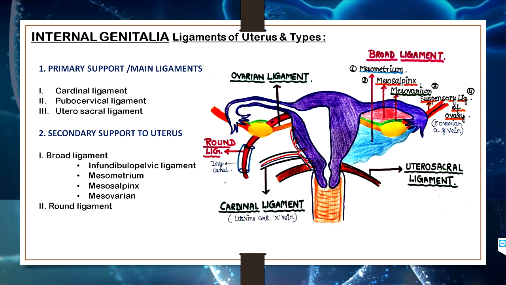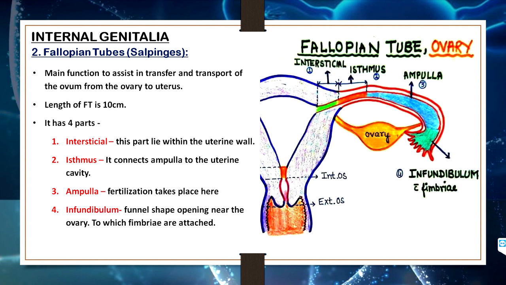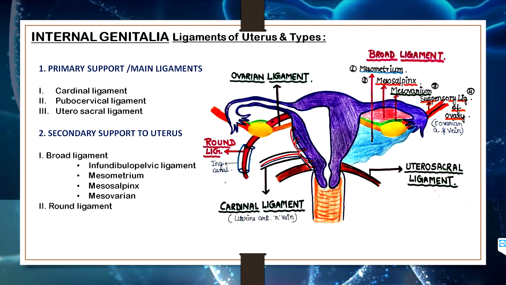Now pubocervical ligament, I have not been able to draw because of the three-dimensional. I cannot show you in the diagram, but try to understand. This ligament attaches cervix to the pubic symphysis. Cervix to the pubic symphysis. As you can see from the name, pubo means pubic symphysis and cervical means cervix. So this ligament attaches pubic symphysis to the cervix.